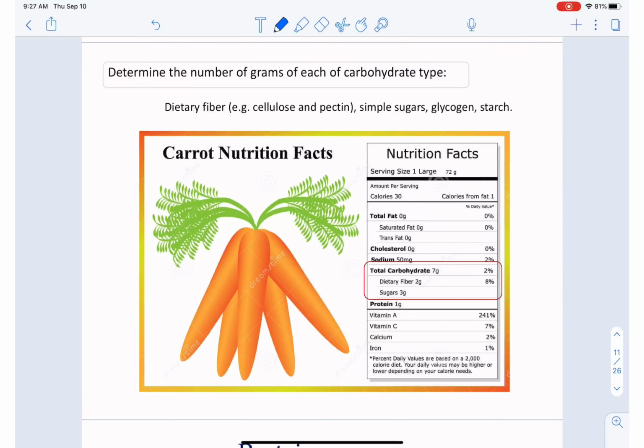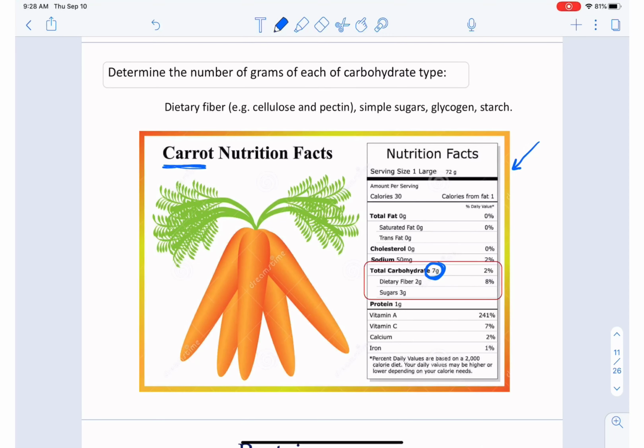So we've talked quite a bit about carbohydrates now, and so now I want to bring that all together to see if we can recognize these different types of carbohydrates in a nutritional label. Specifically, this is a nutritional label for a bunch of carrots. Out of this bunch of carrots, we have 7 grams of total carbohydrates. And what I want you guys to do is to determine how many of those grams are distributed between the different types of carbohydrates that we talked about.